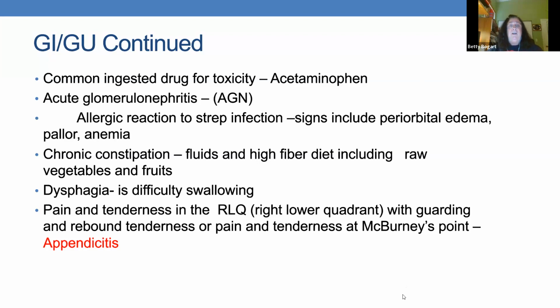How do you treat chronic constipation? And a lot of children have it. Well, all you have to do is, of course, fluids are important. So we loosen up the stool, and then a high fiber diet. Raw fruits and vegetables work better than cooked. What does dysphagia mean? Well, there are some children that have a difficulty in swallowing, and that's what it's called. As I said, tenderness, right lower quadrant, at McBurney's point, we know that's appendicitis.